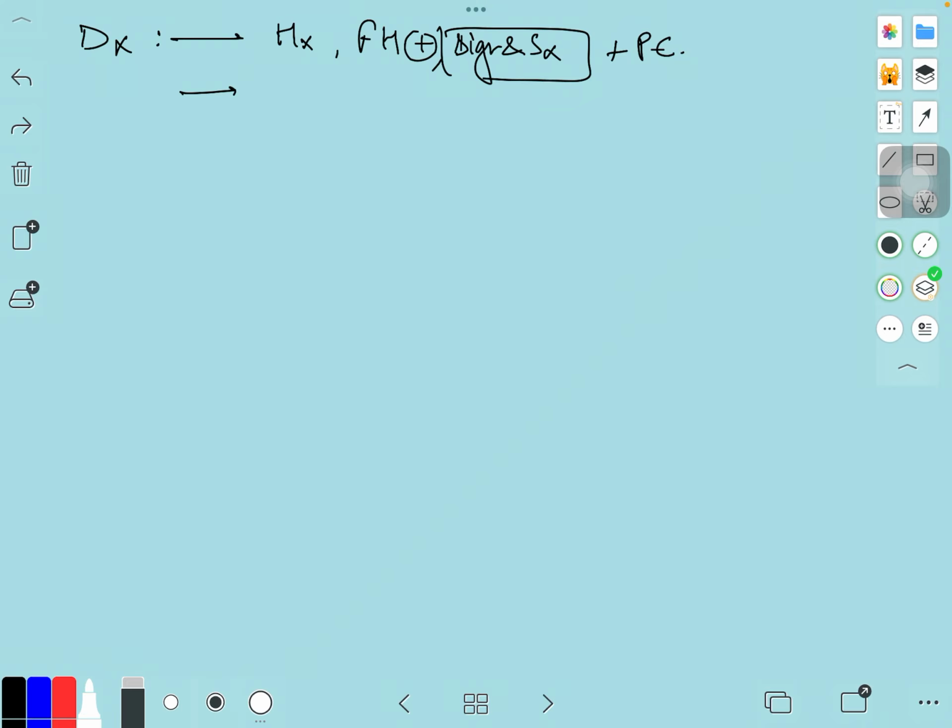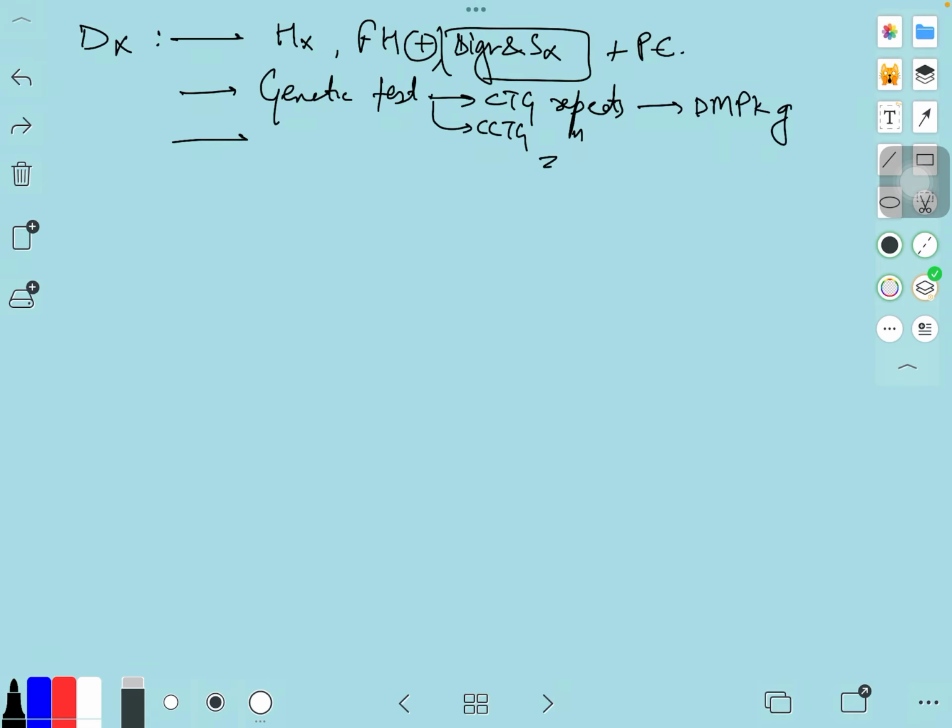So we can again go for genetic testing, which is again the gold standard. Then we can check for CTG or CCTG repeats in the DMPK gene or in the CNBP gene, whichever. This will help us differentiate which type it is.